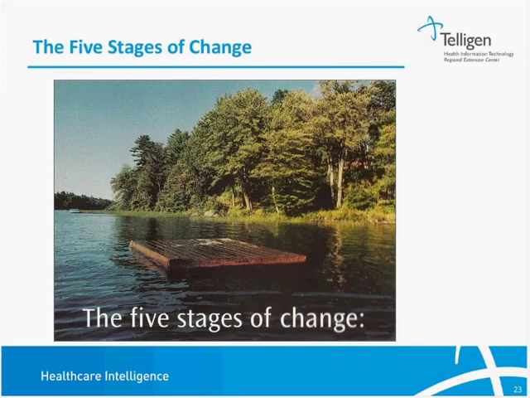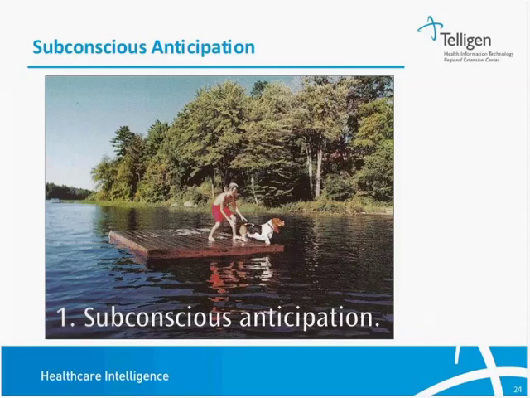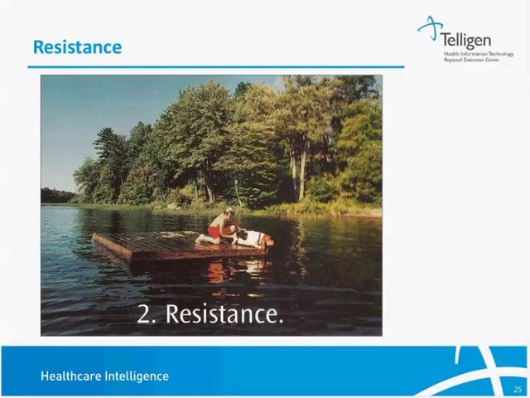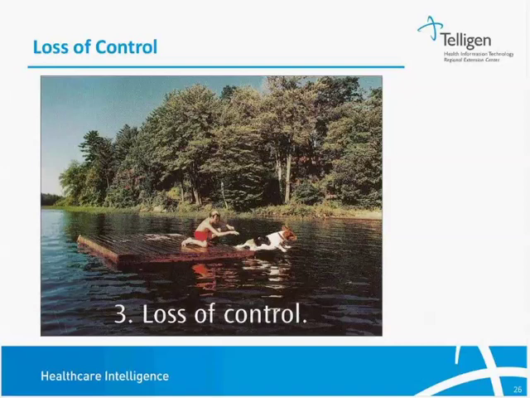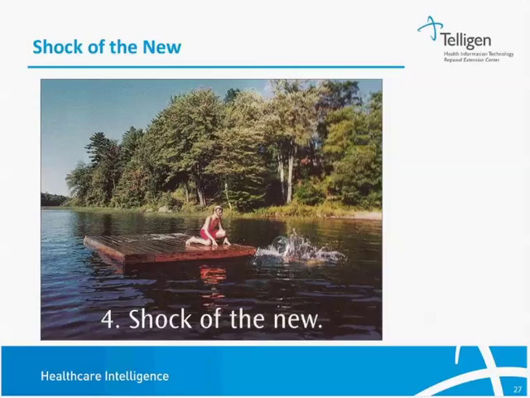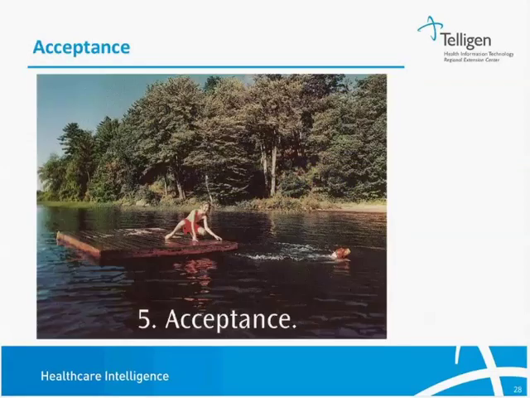And this is just another method of talking about the 5 stages of change, okay? So there's this subconscious anticipation. You know it's coming, you just don't know when, but you know it's there. Then there's that resistance. I don't want to do this. Please don't make me do this. I don't want to do this. Then there's that loss of control, because you know it's coming and it's happening and you're going through this implementation process. Then there's the shock of the new, that adaptation, that getting into that cold water and getting to swim. And then again, there's that acceptance. And you start to swim to shore and you find out this really isn't too bad.